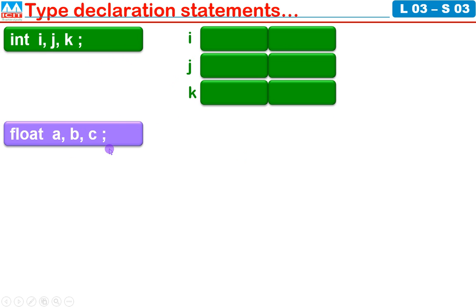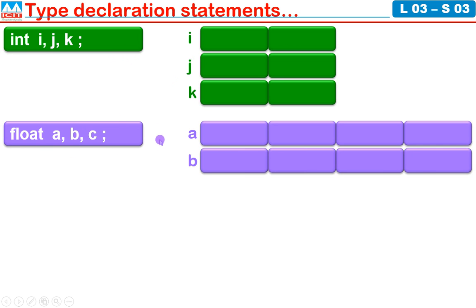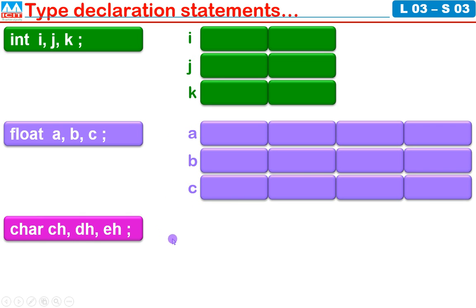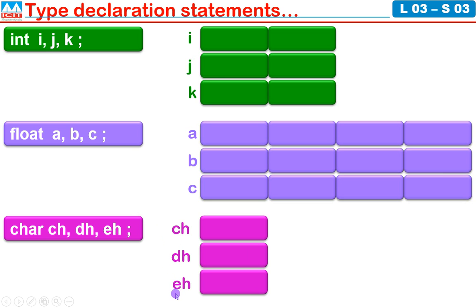Float a, b, c. 4 byte space will be reserved to the variable a, 4 byte space will be reserved to the variable b, and 4 byte space will be reserved to the variable c. Char ch, dh, eh. 1 byte space to the variable ch, 1 byte space to the variable dh, and 1 byte space to the variable eh.